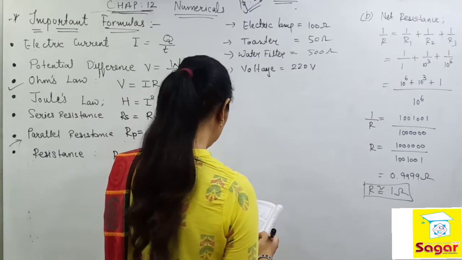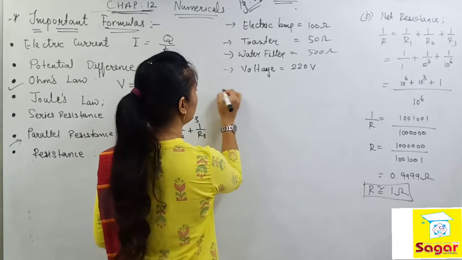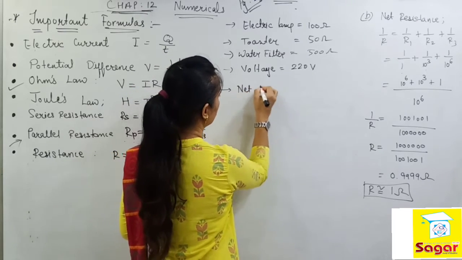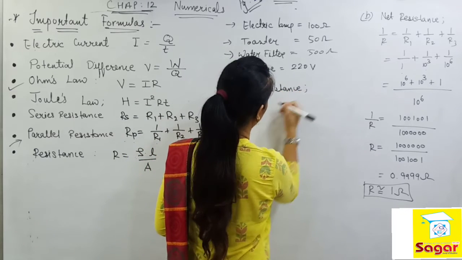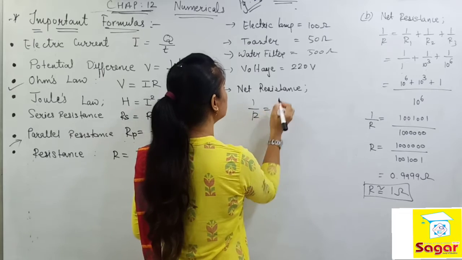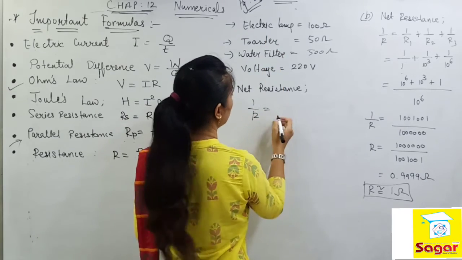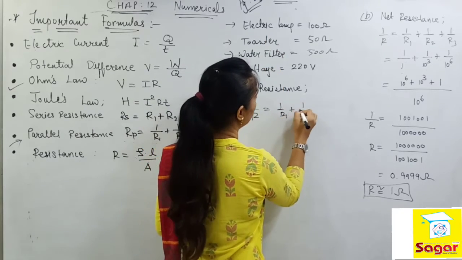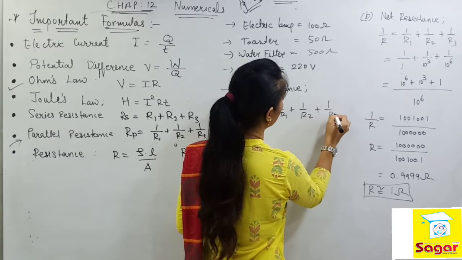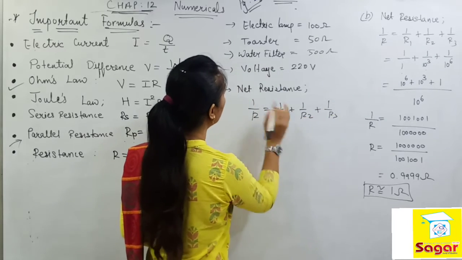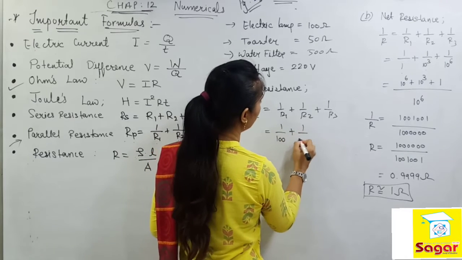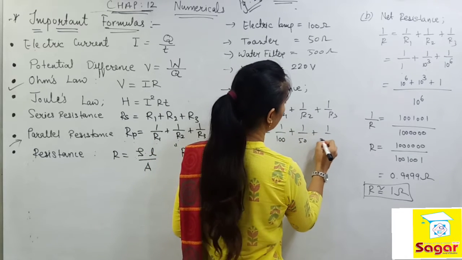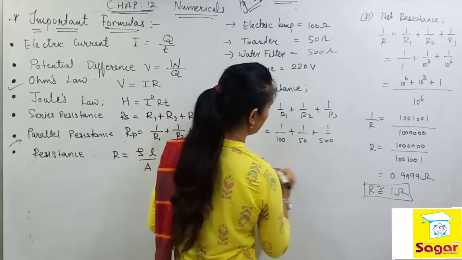So let's see onwards. We have to find out the net resistance. So 1 upon R is equal to, since we have three components here, 1 upon R1 plus 1 upon R2 plus 1 upon R3. R1 is 100 ohm, R2 is 50, and R3 is 500. So just take the LCM of it.